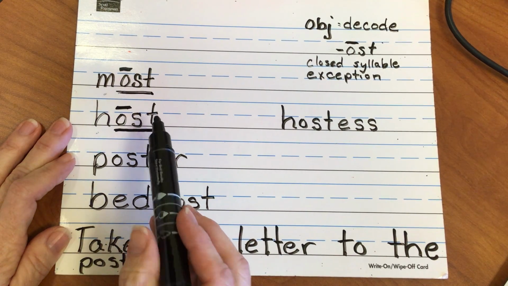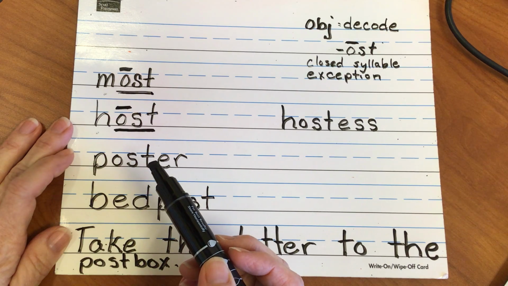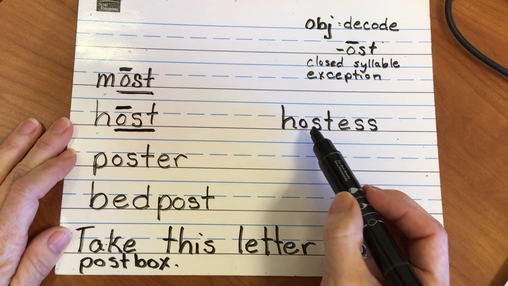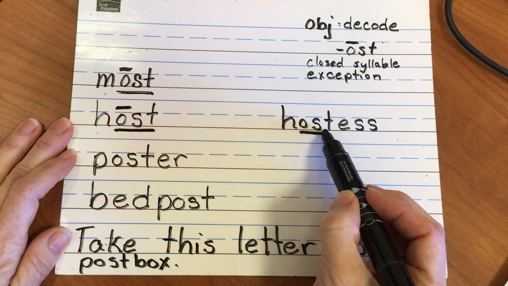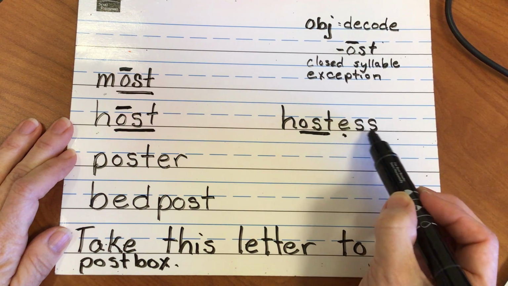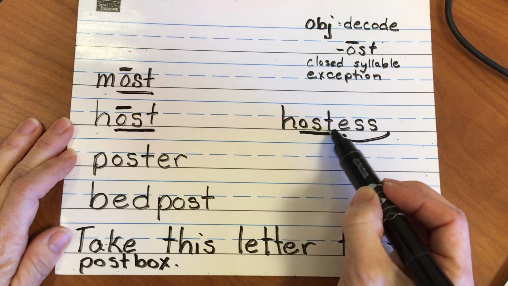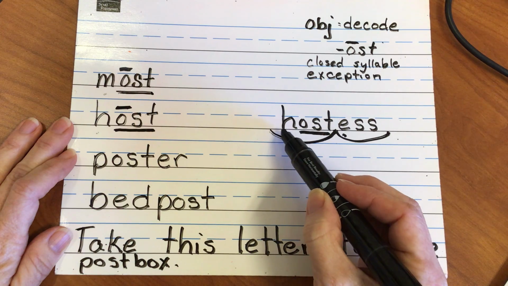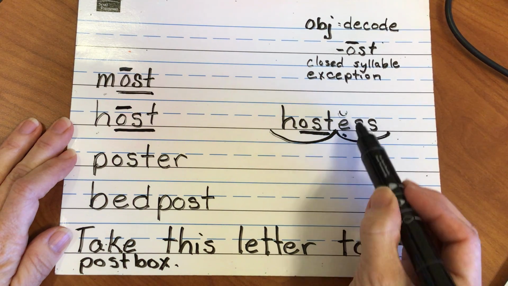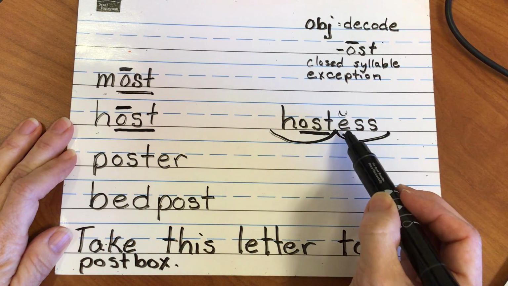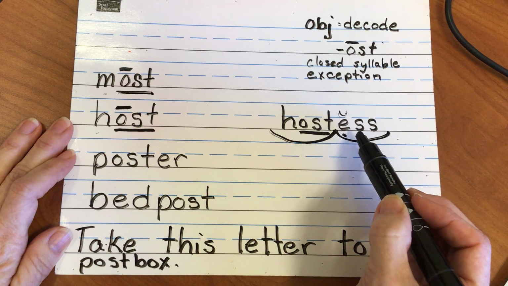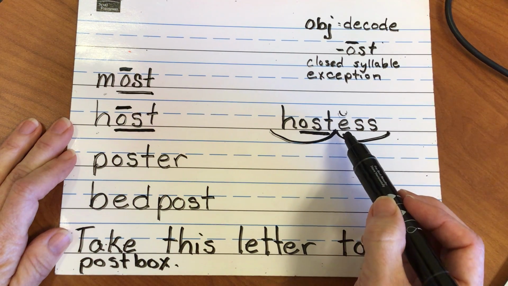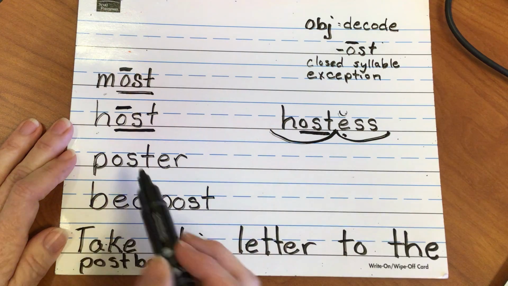A host is somebody who is throwing the party, or maybe, like in this word, you're going to see this part and then this with the floss rule over here. It's two syllables, and you're going to read it as hostess, hostess, because that one is following the closed syllable rule. The hostess would be the person who seats you at a restaurant.